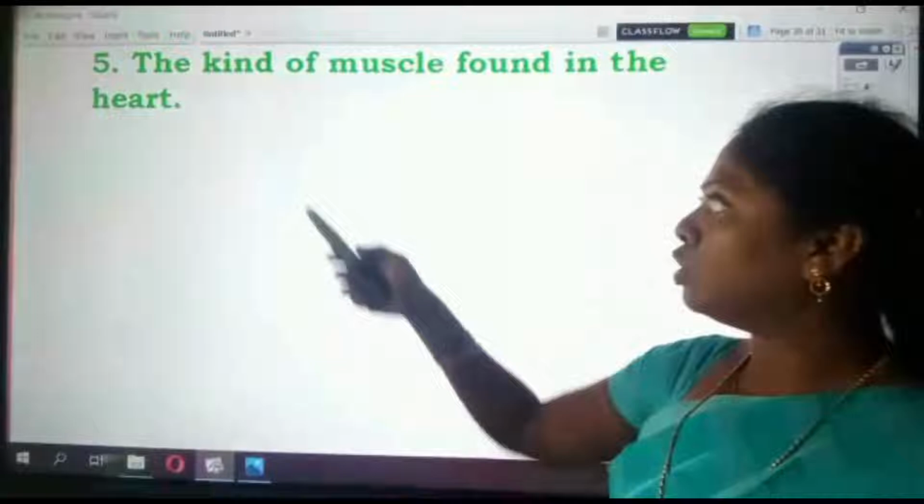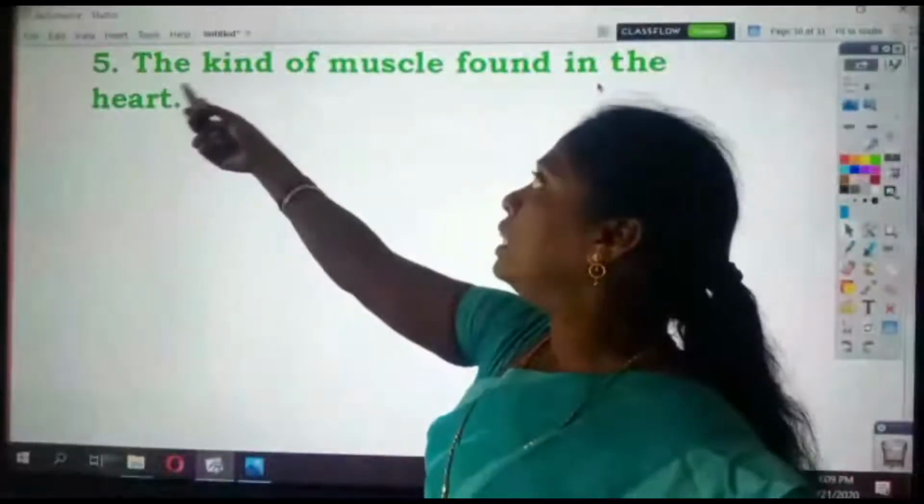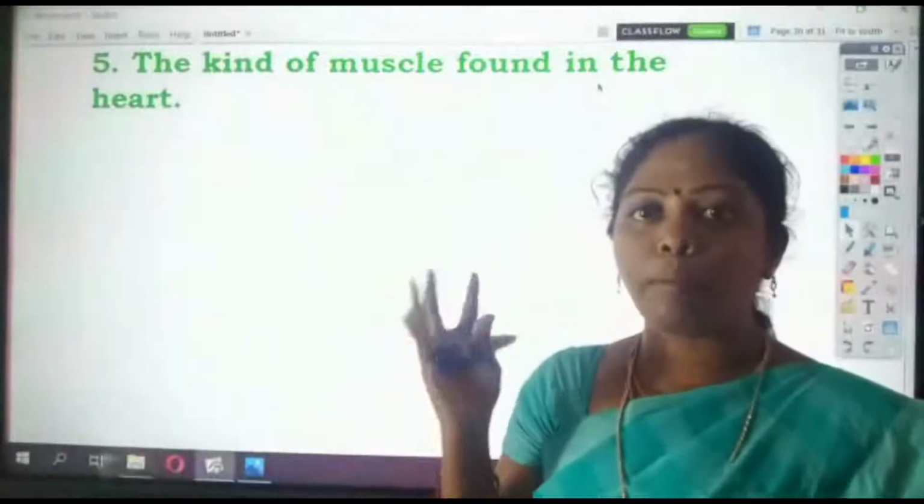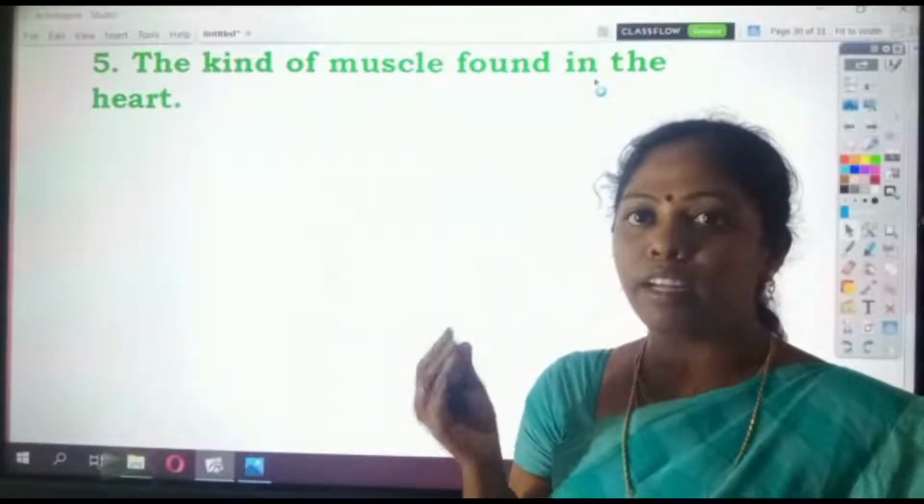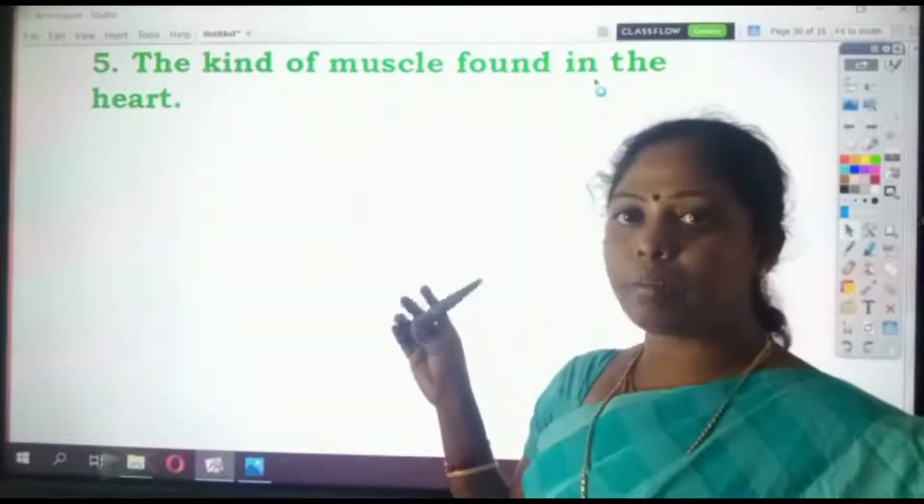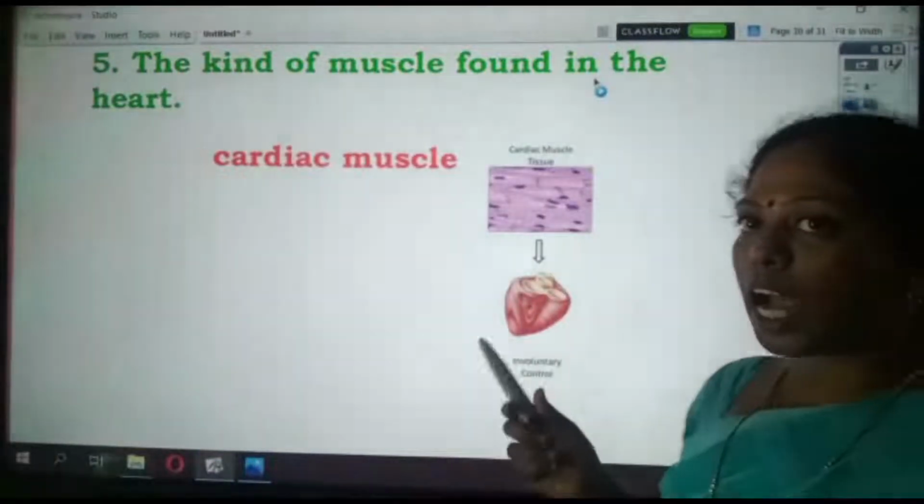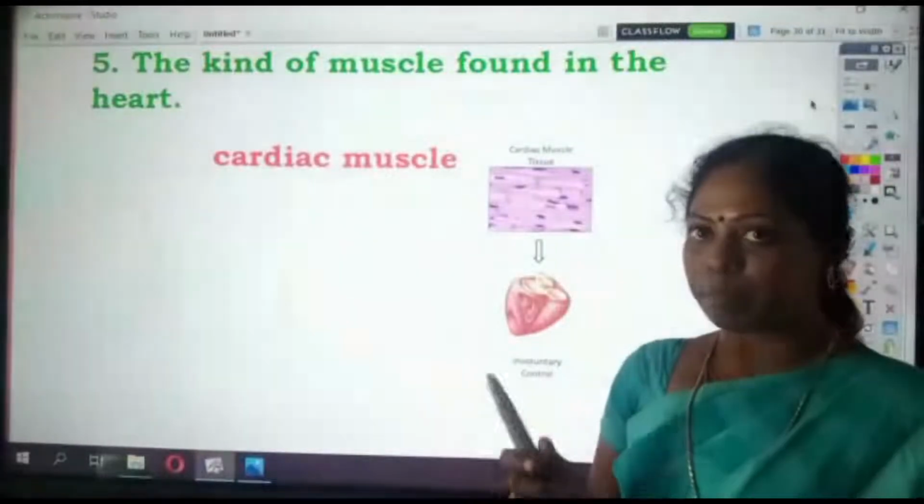Next question. Finally we have the fifth one, the kind of muscle found in the heart. What type of muscle is the heart made up of? It is cardiac muscle. Now see the answer, it is cardiac muscle. The heart is made up of cardiac muscle.